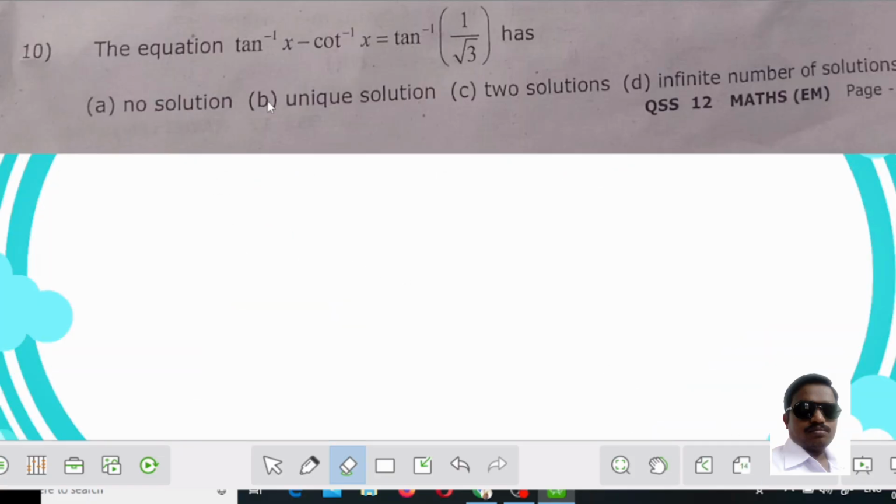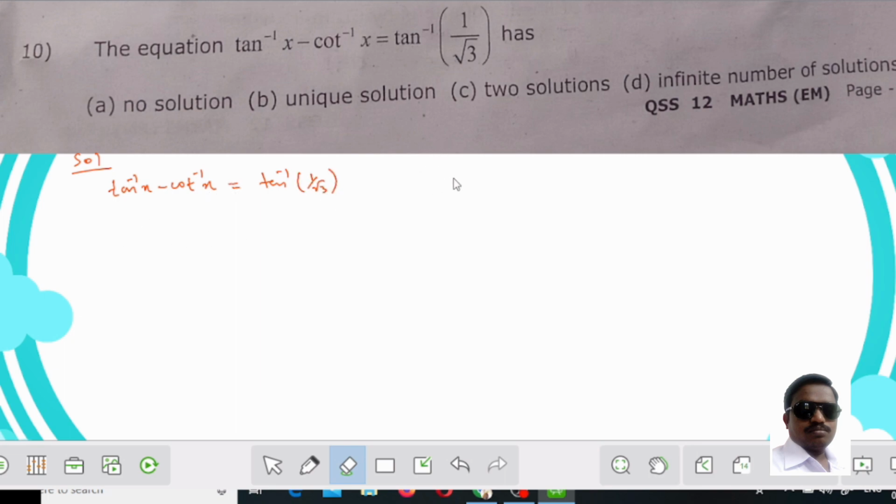Next question. Tan inverse x minus cot inverse x equal to tan inverse of 1 by root 3. The equation has how many roots? The options are no solution, unique solution, two solutions, infinite number of solutions. They are asking how many solutions are possible for this inverse trigonometric equation. Solution. Now write the equation: tan inverse x minus cot inverse x equal to tan inverse of 1 by root 3.